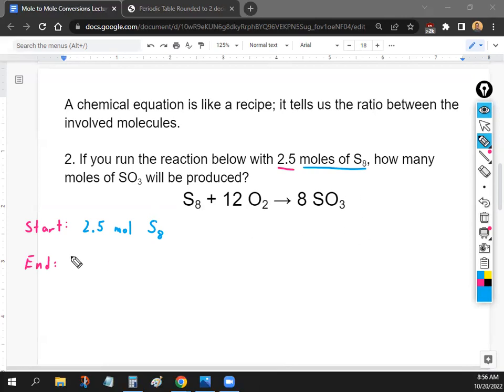Okay. And then we want to figure out what we want to turn this into. So if we look at the question, it's saying how many moles of SO3 will be made. So we want to end the problem by figuring out how many moles of SO3 we're going to make. So basically what we're trying to do is go from this and turn it into this.